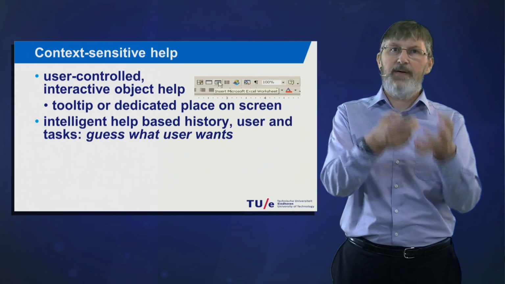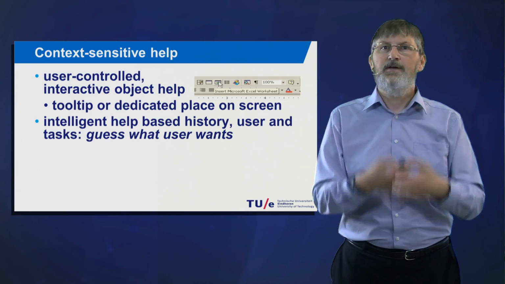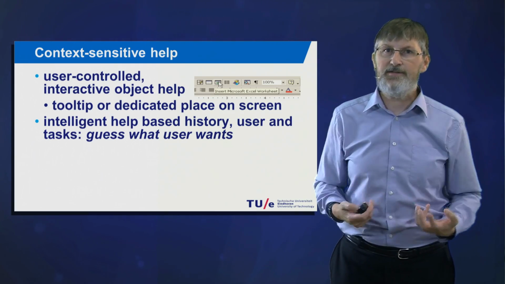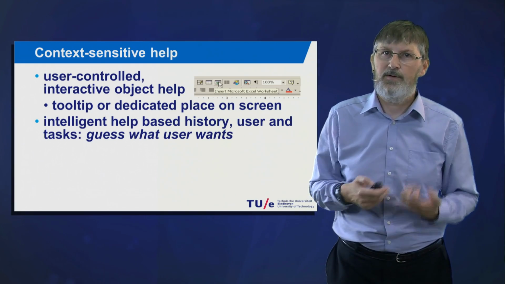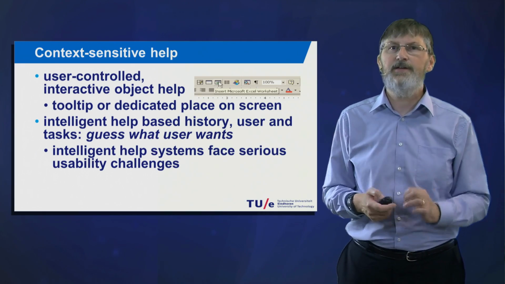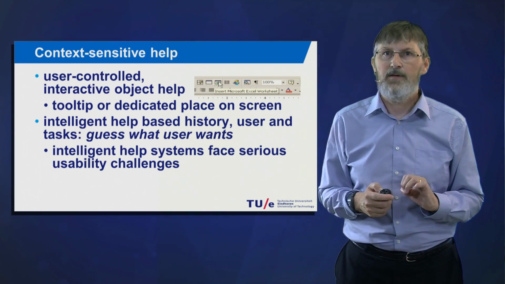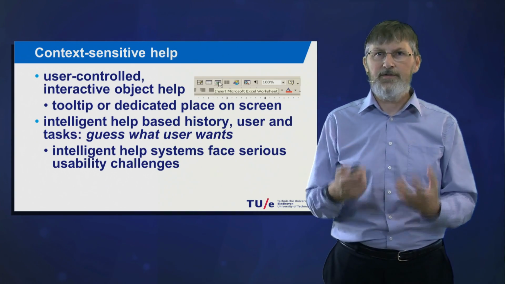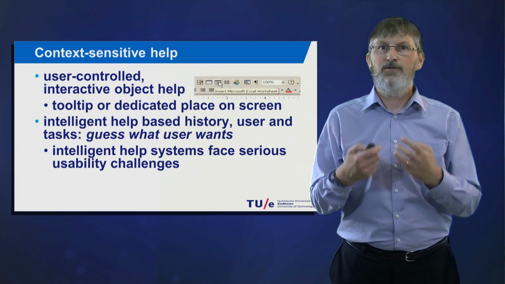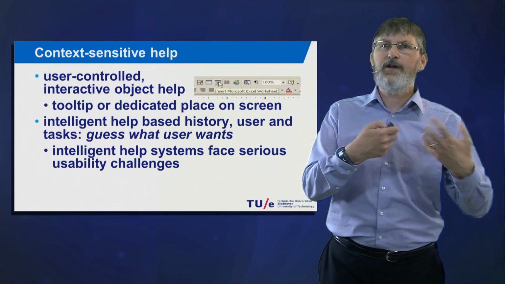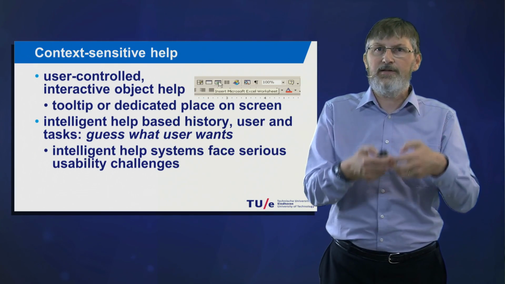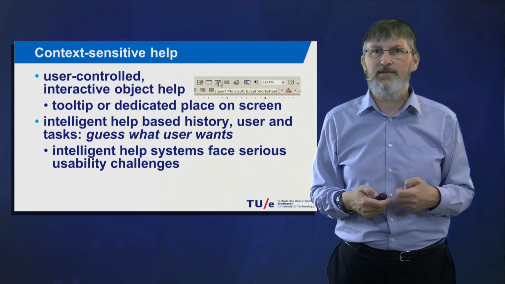Intelligent help based on what the users have done satisfies the principle of doing what the user wants. So creating this help is guessing what the user wants. Now, making intelligent help systems is seriously difficult. And the problem is that once you show a hint of intelligence in an application, users will very easily overestimate the level of intelligence they can expect and will be frustrated when that level of intelligence isn't there.